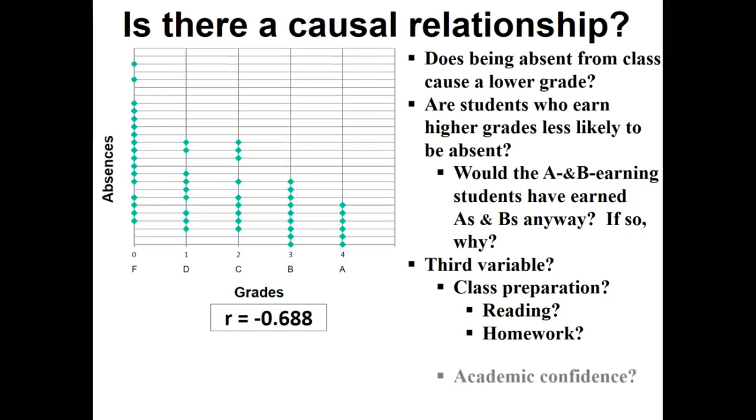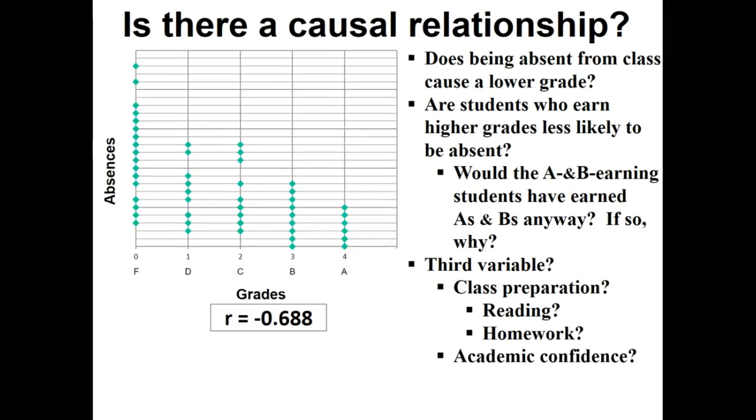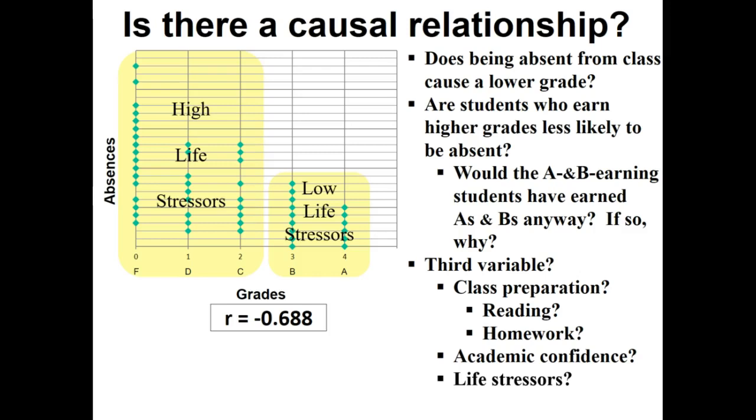Another possibility is that the students who earned A's and B's have more academic confidence. Yet another possibility is that the students who earned A's and B's are less likely than the students who earned C's, D's, and F's to have life stressors. What causes students to do well and earn A's and B's? By examining the correlational data, we can uncover some possibilities that may allow educators to maximize student potential.